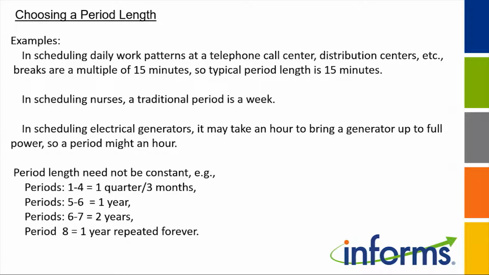Now, another observation with regard to period length is that a number of people have observed that you don't have to use periods of constant length. So in some financial planning models, I've seen situations where the first 4 periods are 1 quarter in length, and the next couple of periods are a year each, and then maybe 2 years, and then at the end they do something interesting, which we'll talk about, which is you have a final period which repeats forever. And how do you do that? We'll talk about that shortly, but that has been done somewhat regularly.